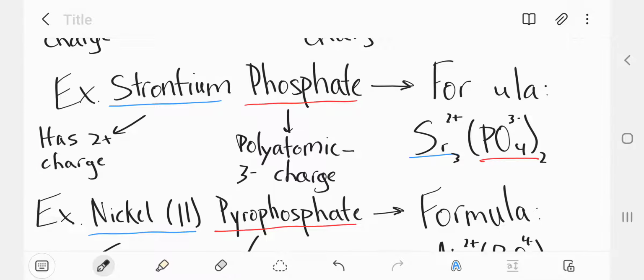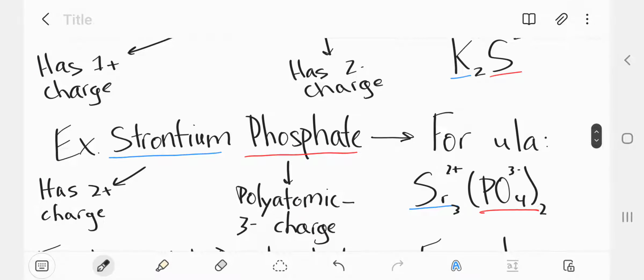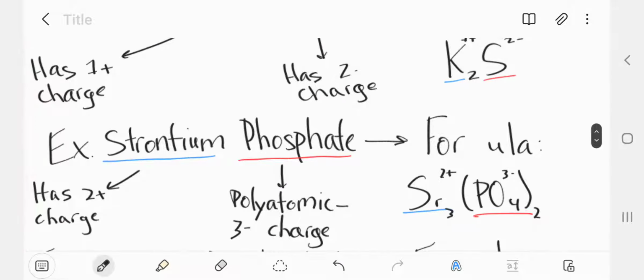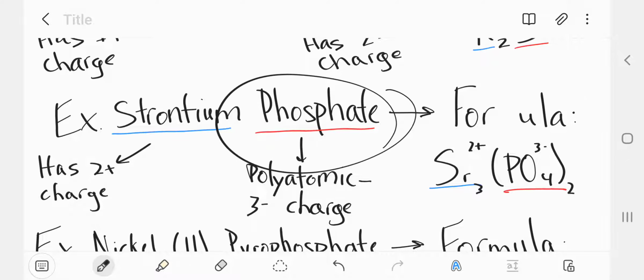Now we're going to go on to a more difficult example. Higher, it's not even a proper word. Difficult example. So we have strontium, that is a group 2 alkaline earth metal. It has a +2 charge. Phosphate is not an element on the periodic table. That is actually a polyatomic ion. If you search through your list of polyatomic ions, you find phosphate to be PO4 3-. We just need to know that it has a 3- charge. Strontium has a 2+ charge.